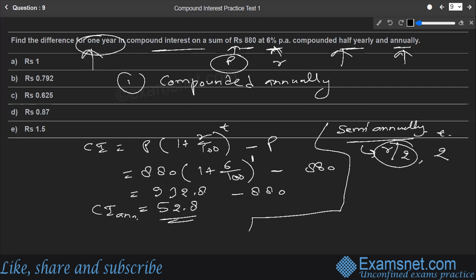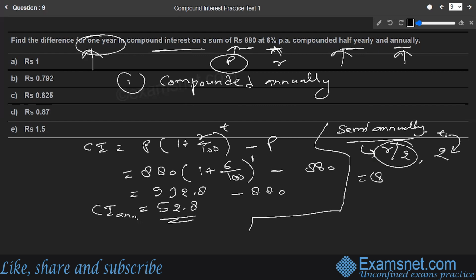So the time value that will be used is t, because if you compound the interest half yearly, then in a year, how many half years are falling? There are two half years falling. So that's why that power will be used as 2. So now the formula is again the same.